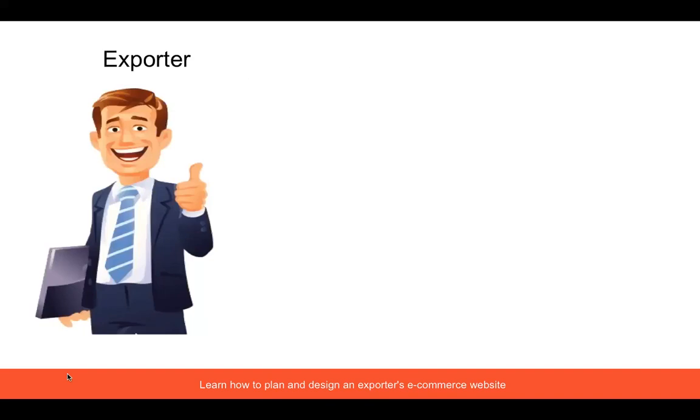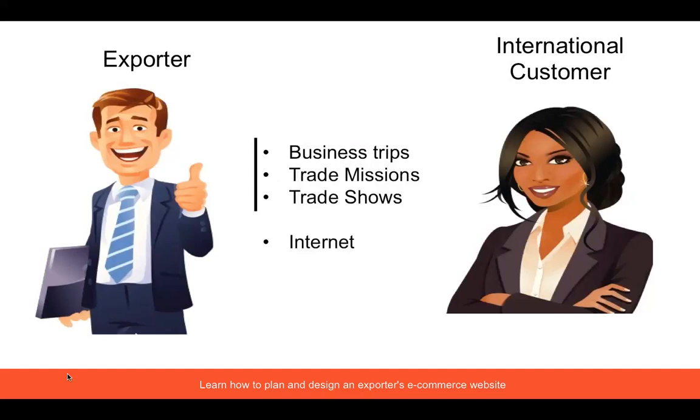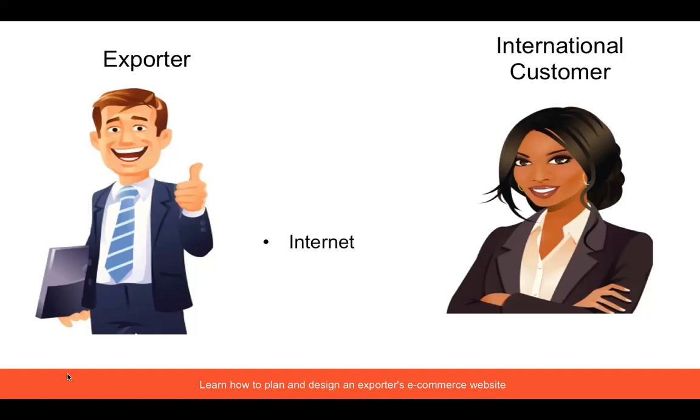You are supposed to be this guy, you are the exporter, and this woman was, until last month, your regular international customer. And as an exporter, you knew you could reach your most prospective customers through business trips, trade missions, or trade shows. And maybe you were already using the internet, for example, for emails, or you even had your website in different languages. Since last month, there are no more business trips, no more trade shows, no more nothing. Okay? Why?